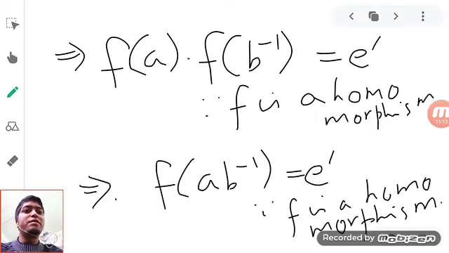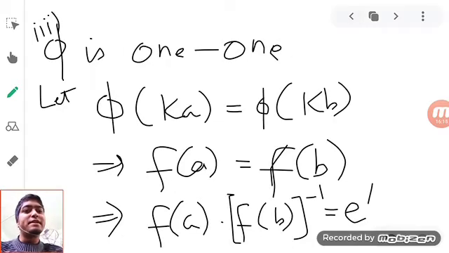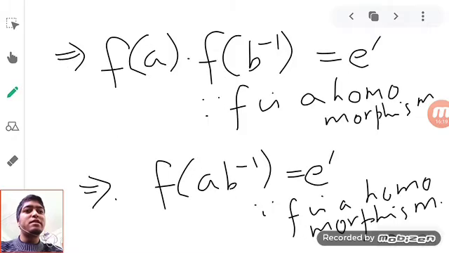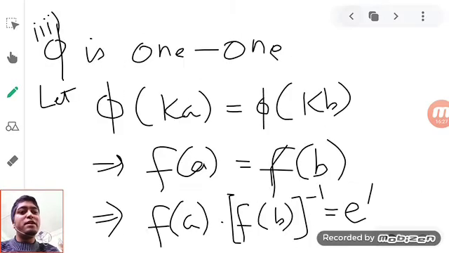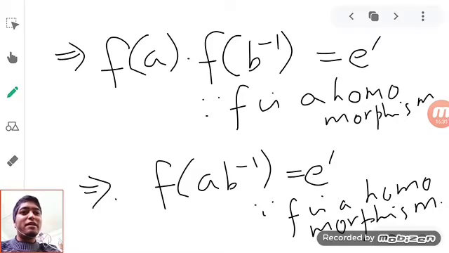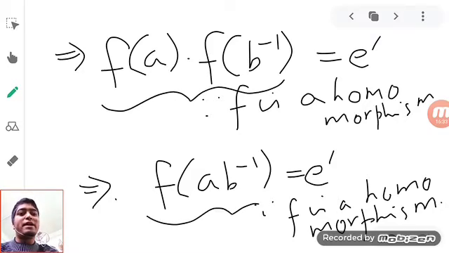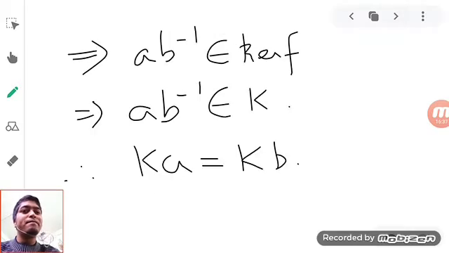So if you actually go in the reverse, you will have something like this. We have done up to this stage. If you go in the reverse of 1, you will have this f(a) times f(b) inverse equal e dash, following from this. Because f is a homomorphism, you can take this inverse back inside. So again, you have split it, now recombine them back. Since f is a homomorphism, you can do that.